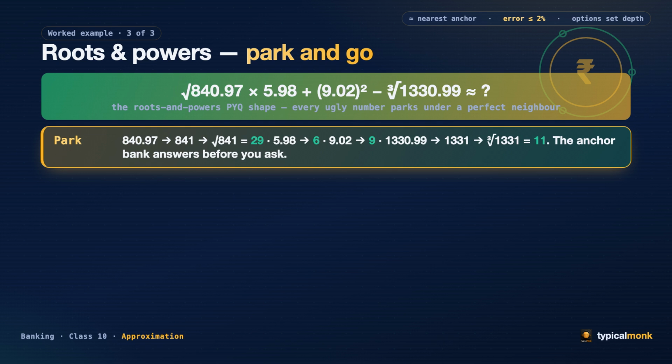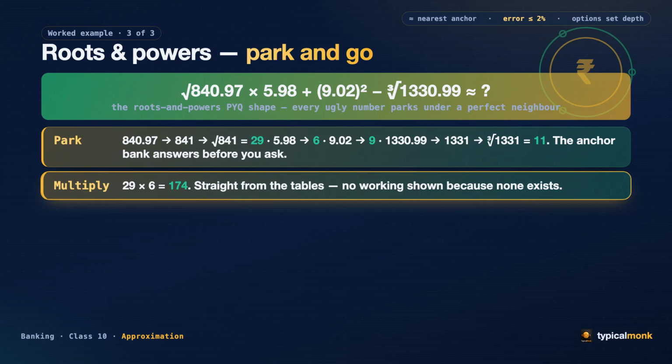Step 1. Park 840.97 goes under 841. The root is 29. 5.98 becomes 6. 9.02 becomes 9. 1330.99 goes under 1331. The cube root is 11. The anchor bank answers before you even ask.